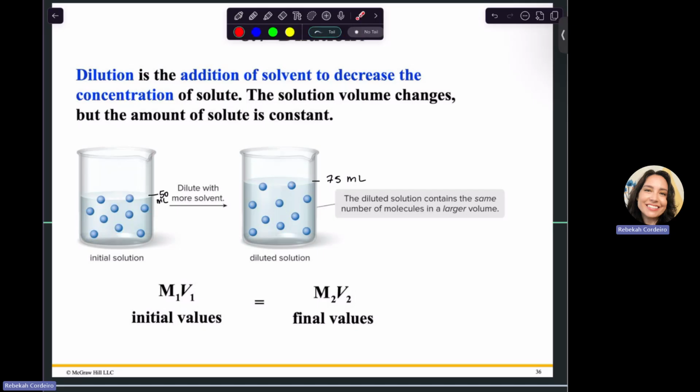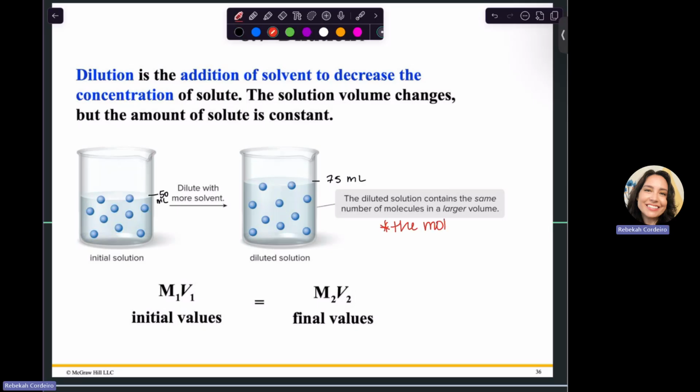But I want you to look at the number of moles of the solute hasn't changed. So if I had 1, 2, 3, 4, 5, 6, 7, 8, 9, 10 moles of solute in my 50 milliliters, I still have 10. 1, 2, 3, 4, 5, 6, 7, 8, 9, 10. Just now it's in 75 milliliters. I've diluted it. So the moles, this is maybe an important note to make.